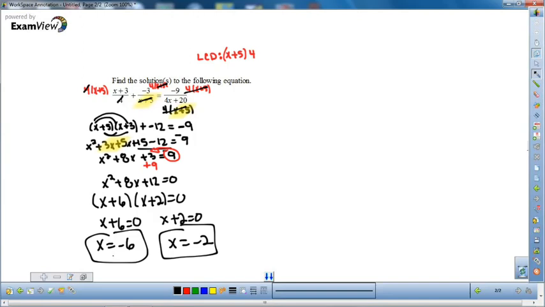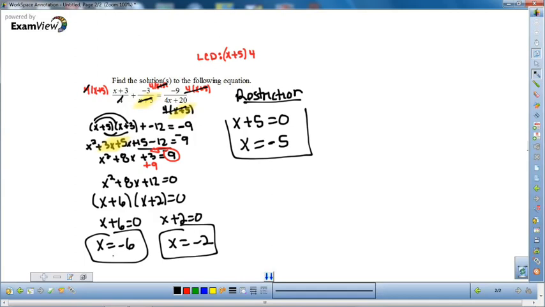Remember that we need to check for restrictions. And in this case, my restrictions are going to be x cannot equal negative 5, and that's the only restriction that I do have. So my answers are not those. So I have two answers: x is equal to negative 6 and x is equal to negative 2.